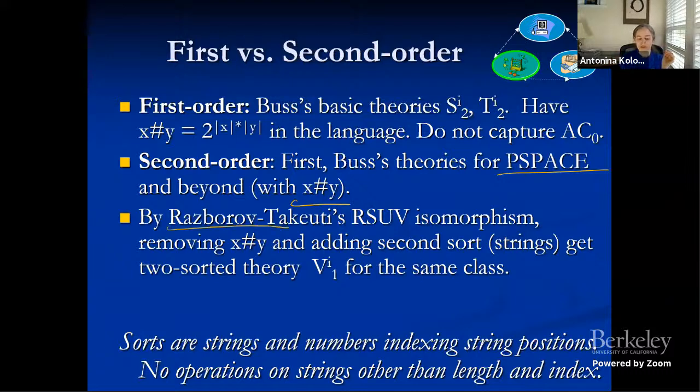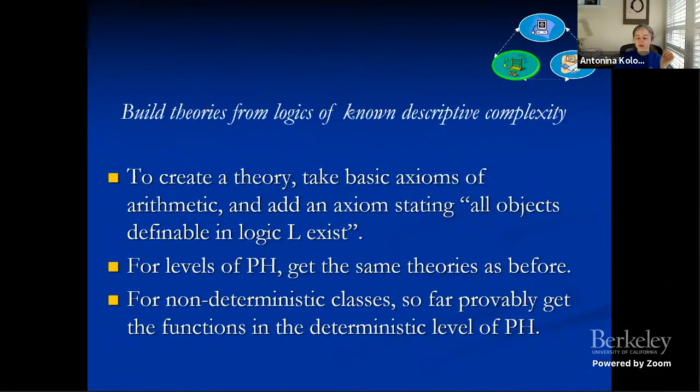But Razborov and Takeuti have shown that you can go back and forth between the theories with one more extra sort and having this smash operator in the language. So in our setting, we don't have any extra operators and we just have the string sort, and we get that this is equivalent to S^1_2. Okay, so just to reiterate, how do we get the theory? We take axioms defining basic arithmetic and add an axiom that says all objects definable in a certain logic exist.